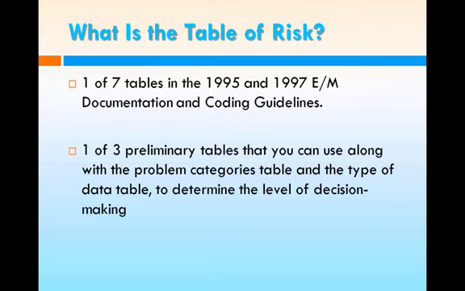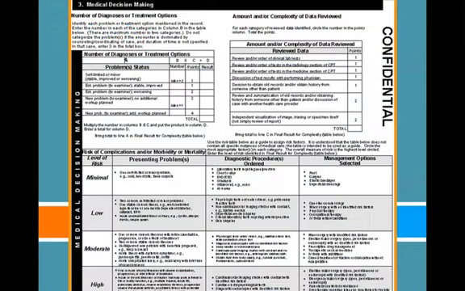Other versions exist as well. The AMA published a version of the table of risk in 1999, and some carriers may have their own interpretations. Why should I use the sheet? And here's a picture of it. And we're going to be talking about these areas. We're going to be talking about the number of diagnoses or treatment options, the amount and or complexity of data reviewed, and then here's the main one right now that we're discussing, the table of risk.